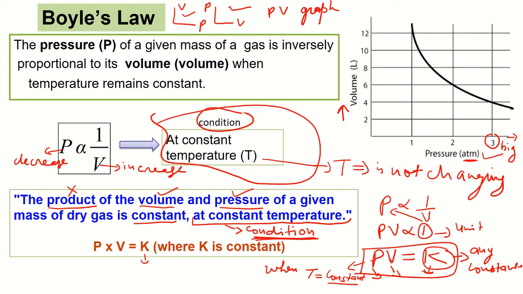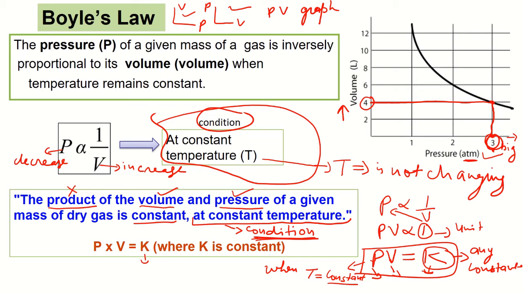At 3 means 3 atmosphere pressure of the gas. So what is the value of the volume at 3 atmosphere pressure? How to find the volume? You go up, and where this line cuts the graph you stop, then you move to the volume line, like this, and it is going to 4. So when the pressure is 3 atmosphere, the volume is coming 4.